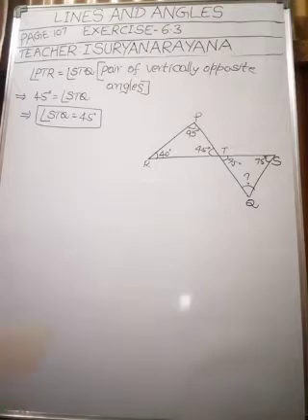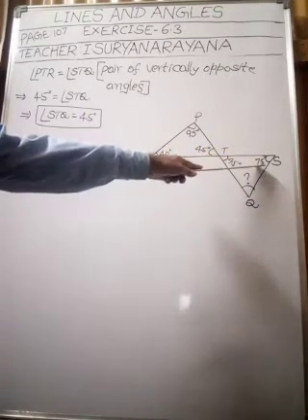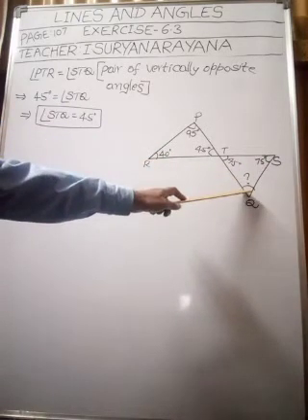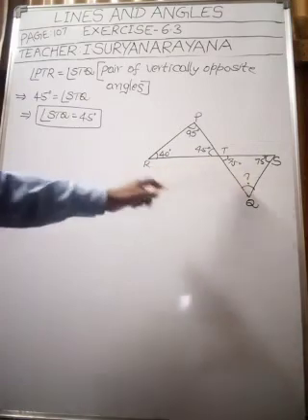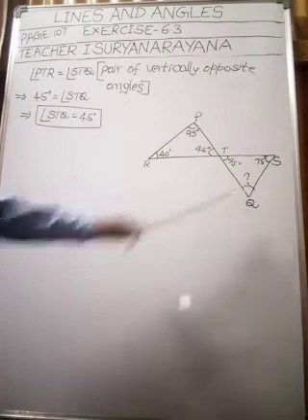Now come to the triangle STQ. In this triangle, we know the measurement of this angle and the measurement of this angle we found just now. Now we have to find angle SQT. By using the angle sum property, we can find this third angle.